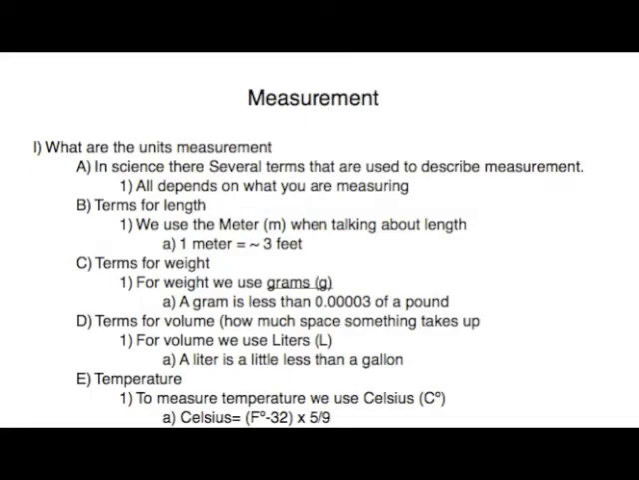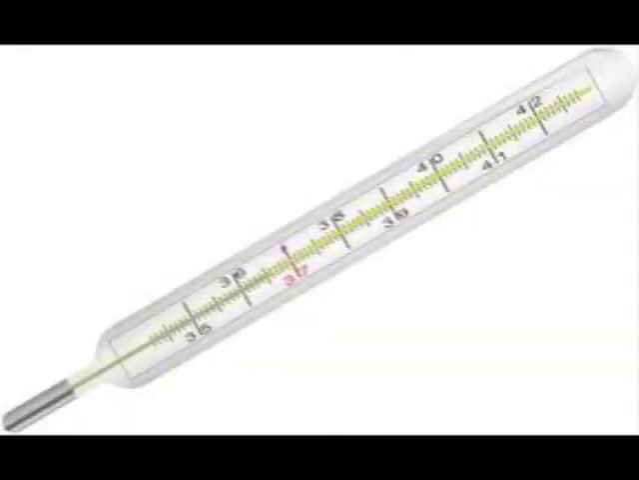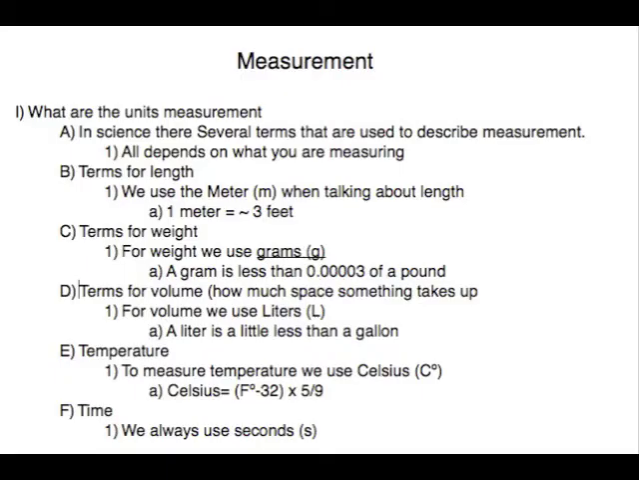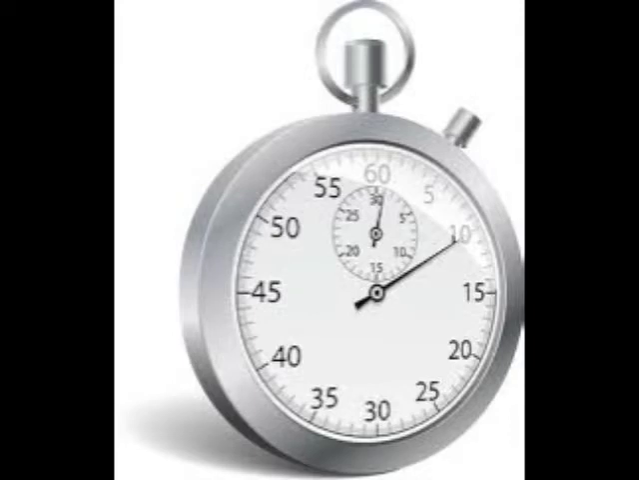Temperature. To measure temperature, we use Celsius. Celsius equals Fahrenheit degrees minus 32 times 5/9. The typical tool we use to measure temperature is a thermometer. Always make sure, though, that you're using the Celsius side, not the Fahrenheit side. Time. We always use seconds when recording time. The typical tool we will use is a stopwatch.